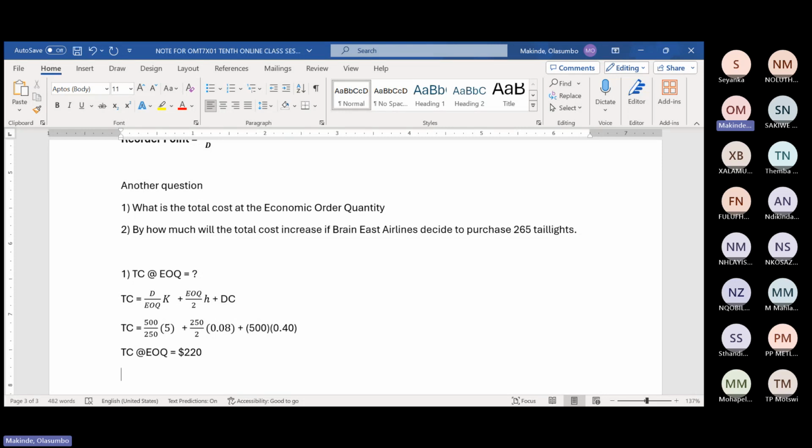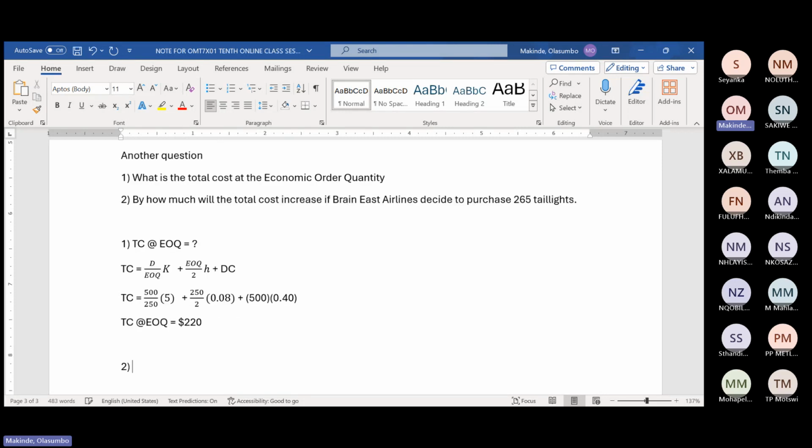So I believe you can do that now, also as an additional question in the test. Then, by how much will the total cost increase if Brain East Airline decides to purchase 265? The way you calculate this, you go and find TC at EOQ first, which you have calculated. So what is your TC at EOQ? We've calculated it as $220.